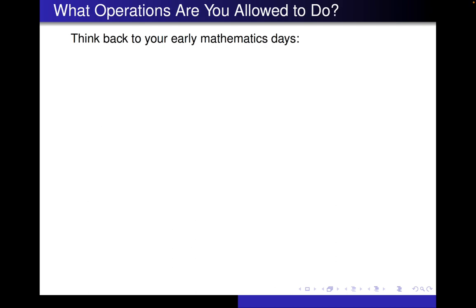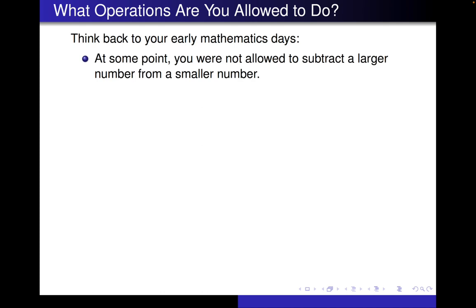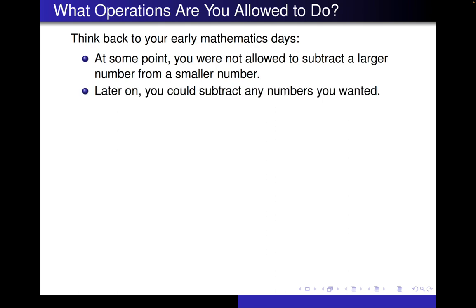All right, so let's think back to your early mathematics days, back when you were doing arithmetic. At some point, when you were first learning subtraction, you were not allowed to subtract a larger number from a smaller number. That simply was not allowed. It didn't make sense according to the context in which you were learning subtraction. However, later on, when you learned about negative numbers, it turns out you could subtract any numbers that you wanted.